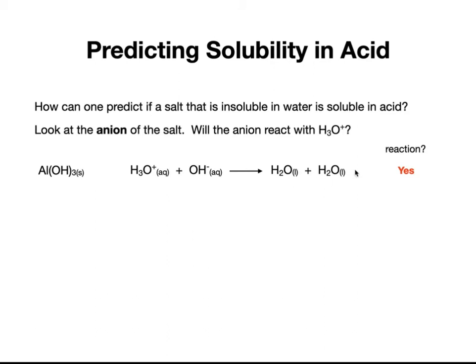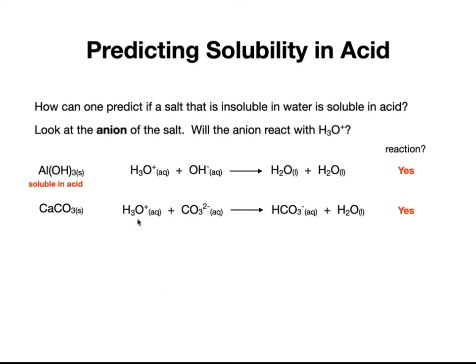Okay? So what does that mean? This will be soluble in acid. Okay? This will dissolve in acid because hydronium reacts with this anion. Okay? Calcium carbonate. If we're trying to predict, will this dissolve in acid? It won't dissolve in water. Will it dissolve in acid? Well, we ask ourselves, will this anion react with hydronium? It will. It certainly will.